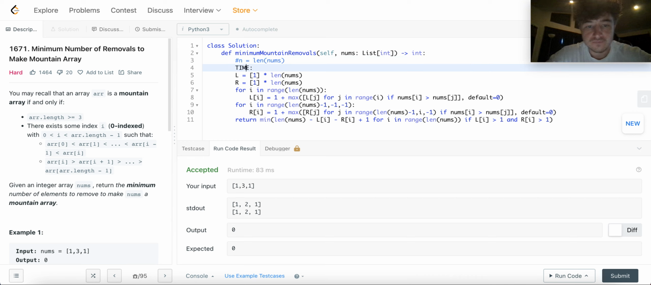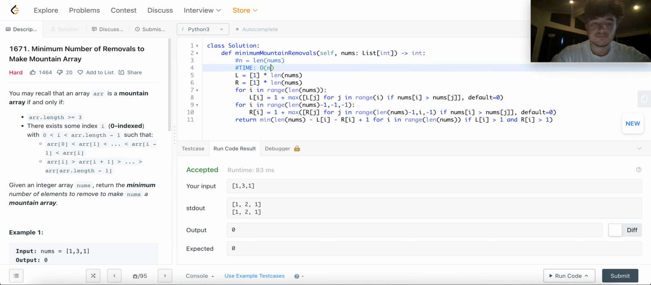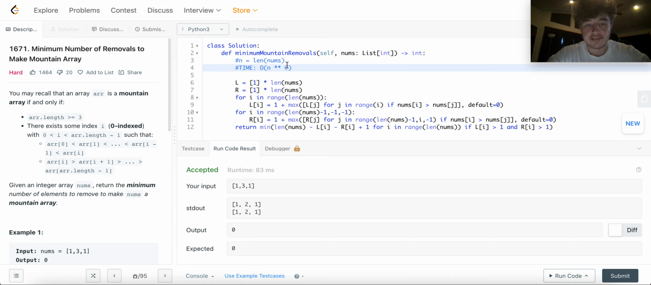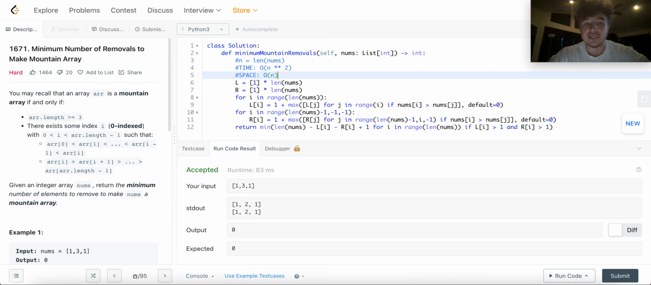Now for time, we go through each array, and then for every element, we have to look at all the previous elements. So that's n squared. And for space, we create this L array and this R array, and then we just populate them. We don't do anything else. So it's n space, because it's the size of nums, and we do that twice, so 2n, that's just big O of n.